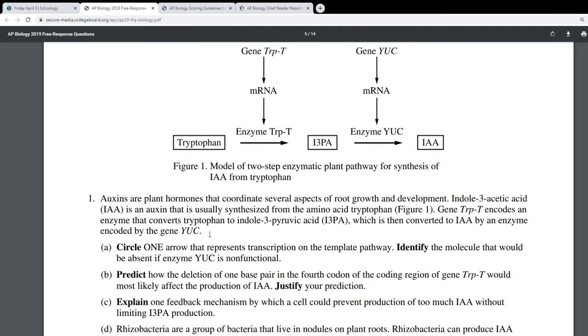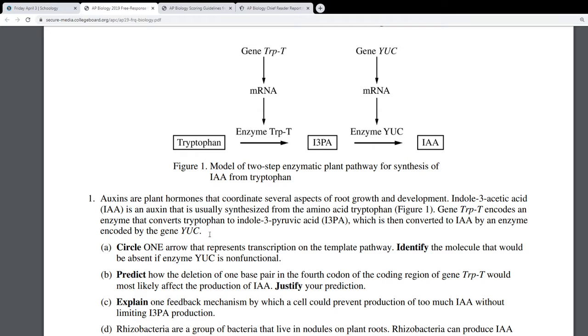Question reads: Auxins are plant hormones that coordinate several aspects of root growth and development. Indole 3 acetic acid, IAA, so that's this one at the end, is an auxin that is usually synthesized from the amino acid tryptophan in figure 1. The gene tryptophan T encodes for an enzyme that converts tryptophan into indole 3 pyruvic acid, I3PA, our middle one right here, which is then converted to IAA by an enzyme encoded by the gene YUK. All right, so that is our setup.